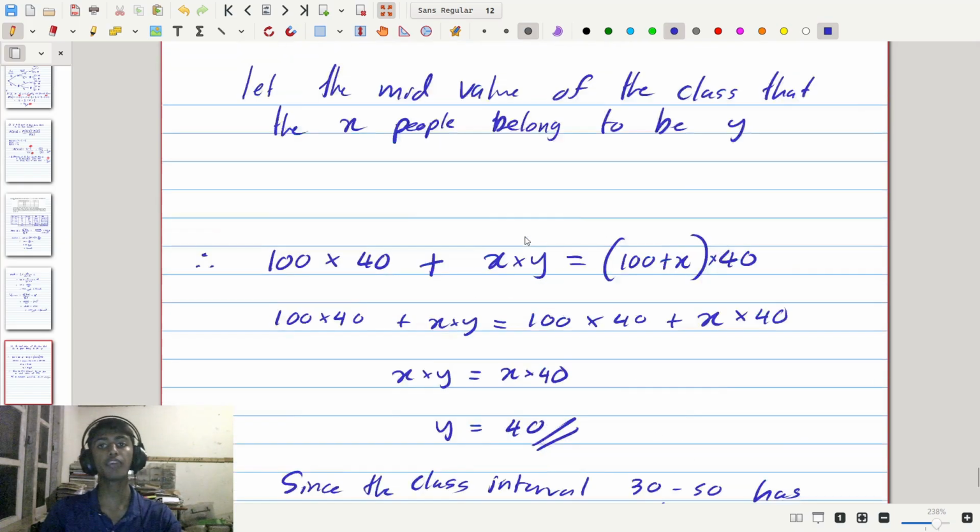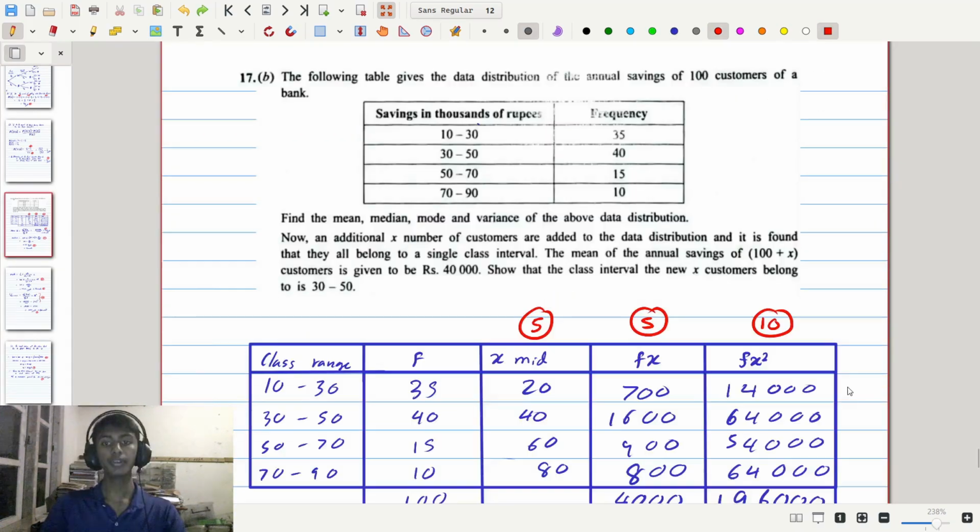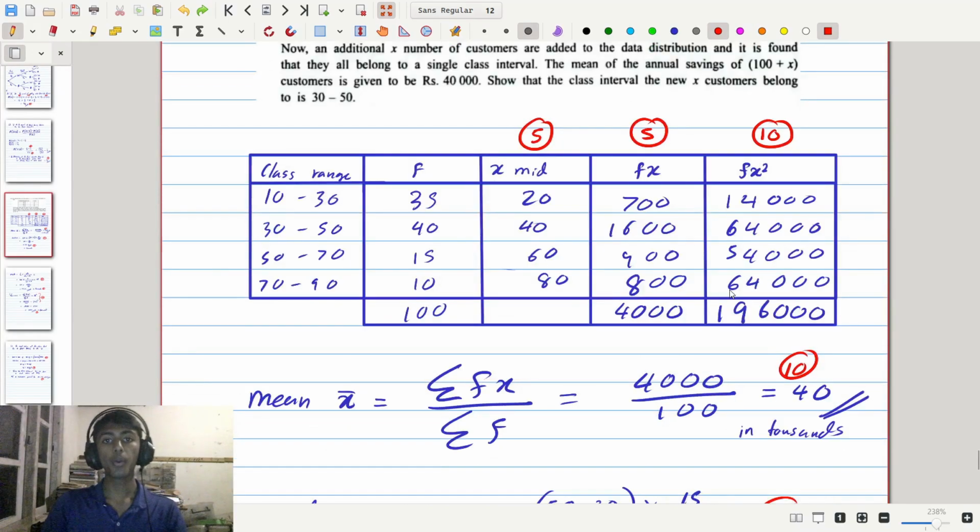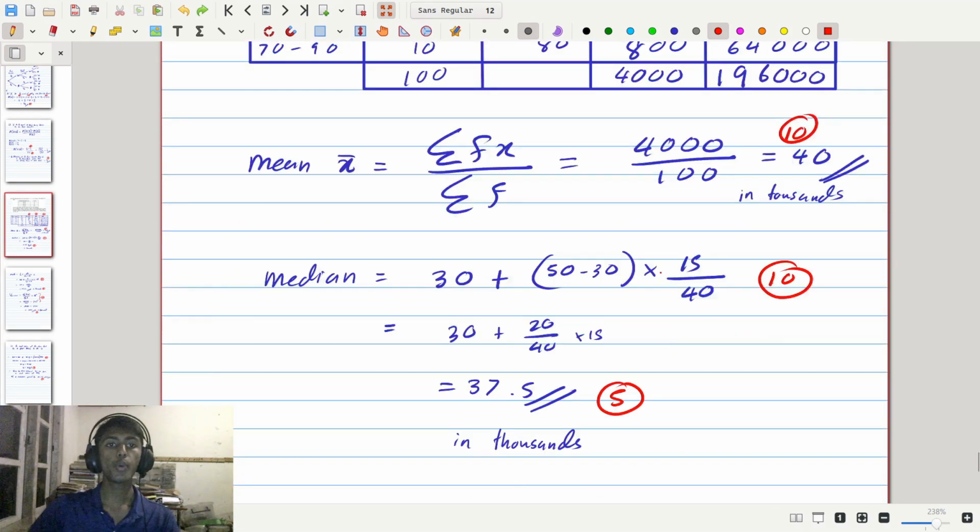So now let's finally discuss the marks award for this question. So at the start of the question, when you find all of the data that you need, for finding the x mid values you get 5 marks, for finding the fx values you get 5 marks, and for finding the fx squared values you get a total of 10 marks. Now after that, when you find the mean by substituting the correct formula, the correct values, and get the correct answer, you get a total of 10 marks.